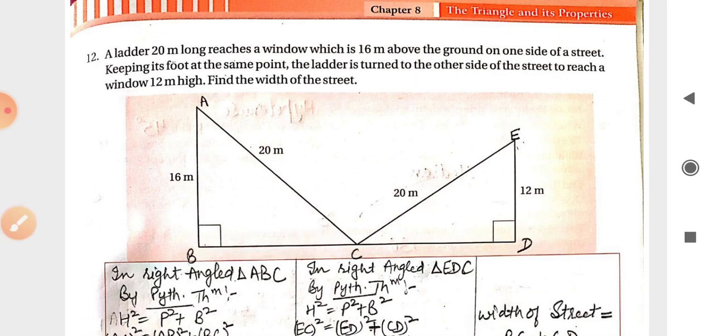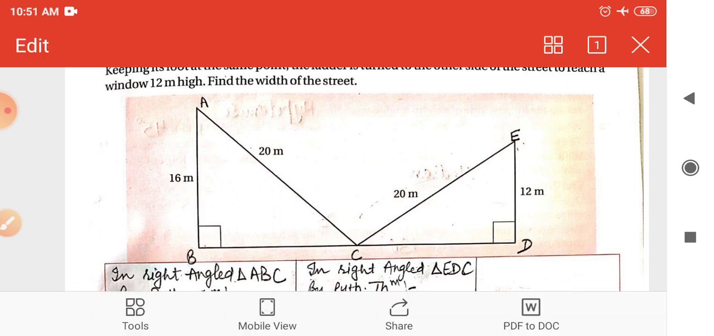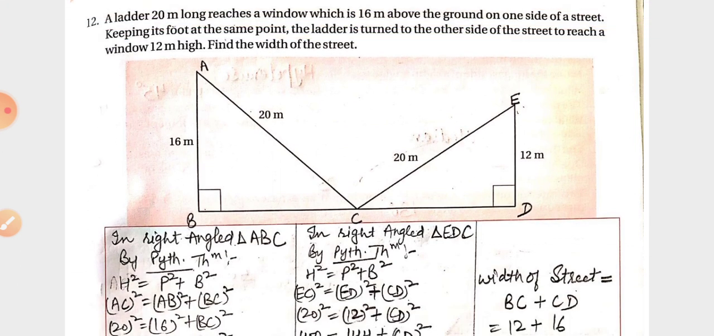Here there are two right angle triangles. One triangle is ABC and another is EDC. So first of all we will use the Pythagoras property in triangle ABC.